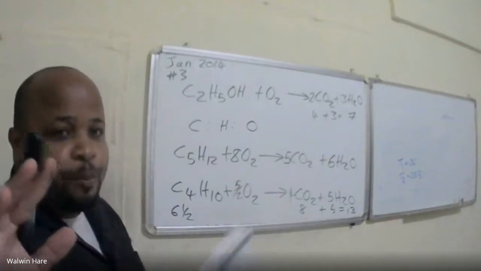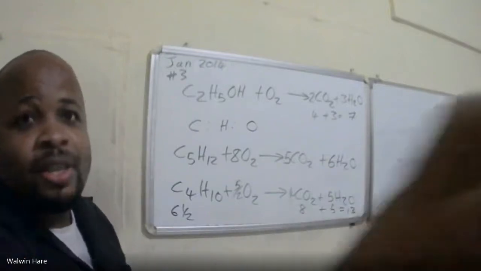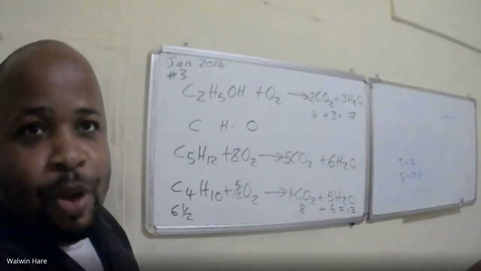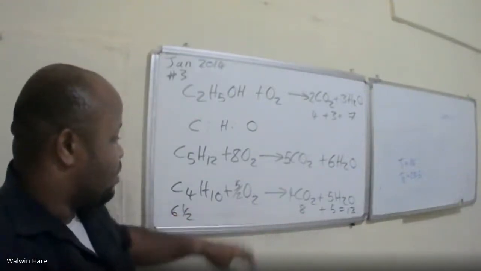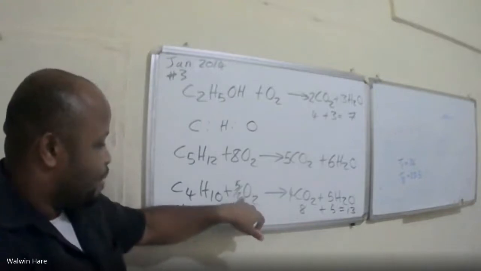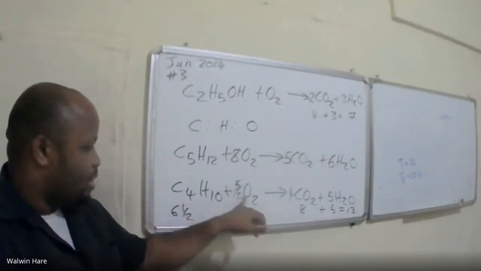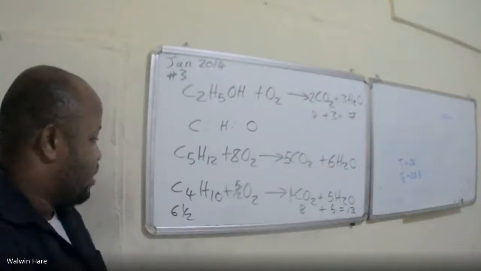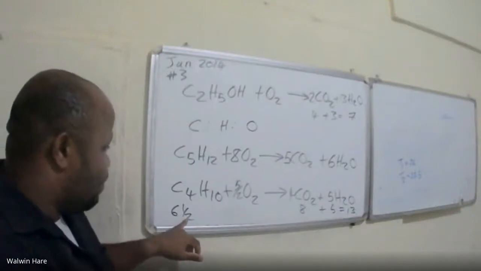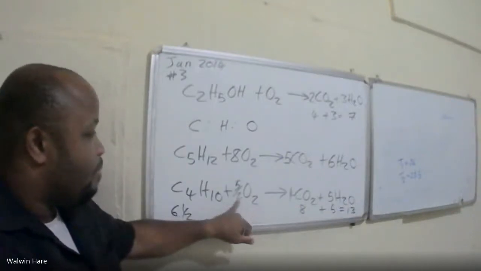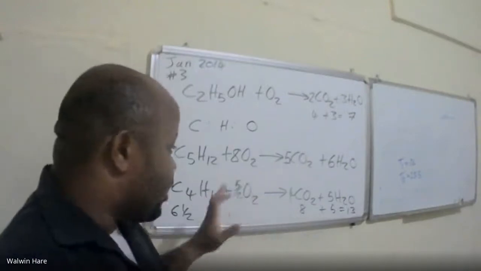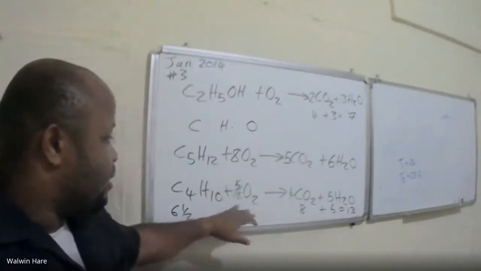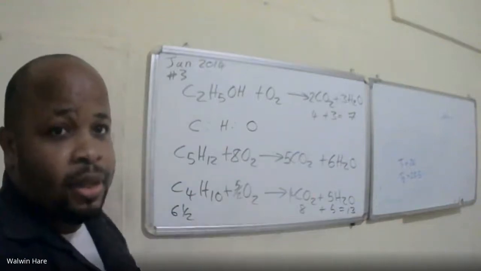So, whichever way you prefer, it's not a problem. You can go ahead and multiply by 2, or you just go ahead and balance the oxygen with an improper fraction. Whether you want to use the mixed fraction or the improper fraction, the fraction is just for this particular equation. All right.